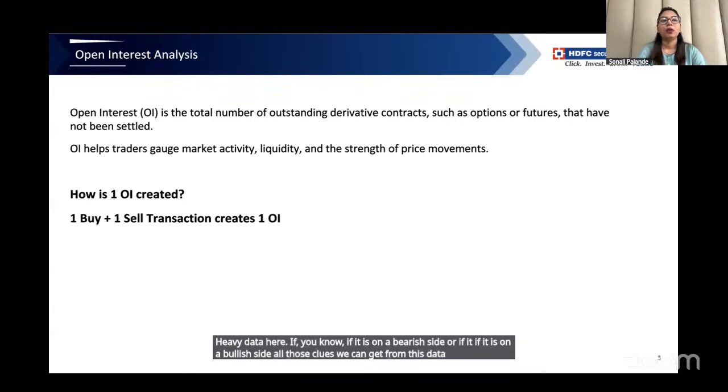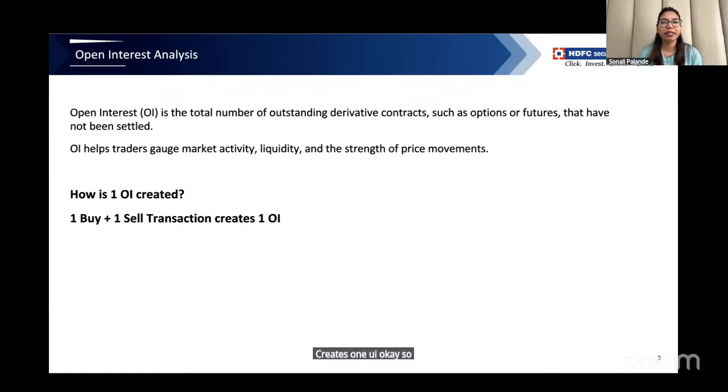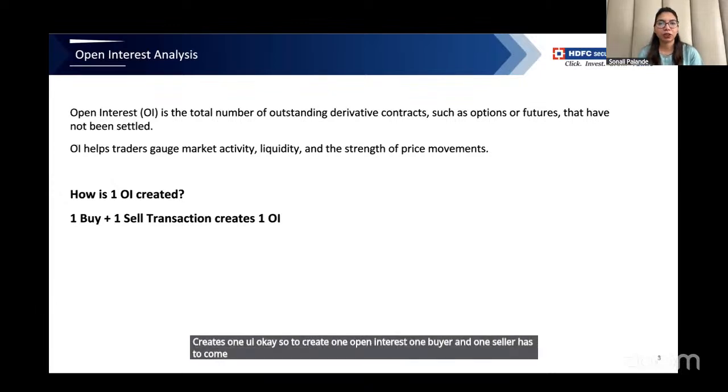Now, how is one OI created? It is not as simple as volume. Volume and OI are different. Volume is a simple calculation, but OI is created when one buy and one sell transaction creates one OI. So to create one open interest, one buyer and one seller have to come forward and do the transaction. That is how one open interest is created.